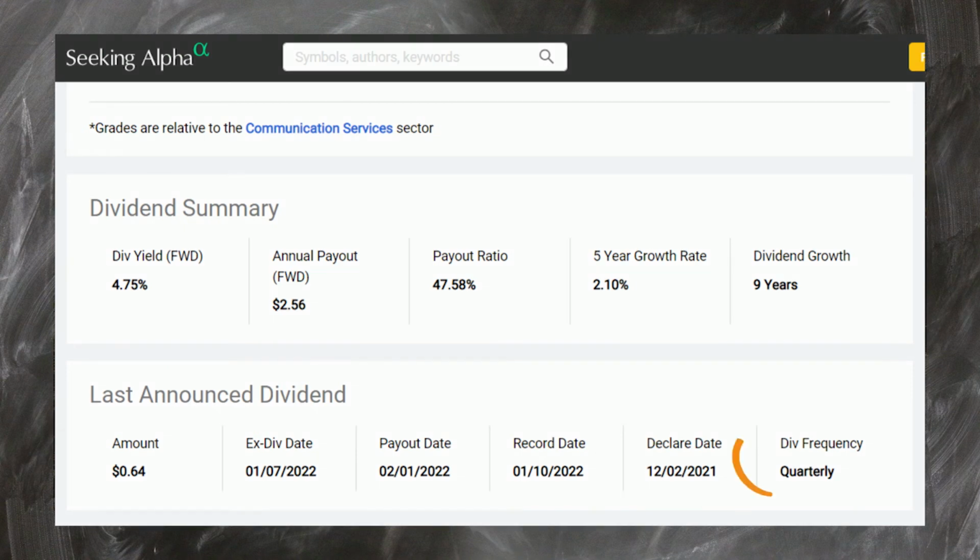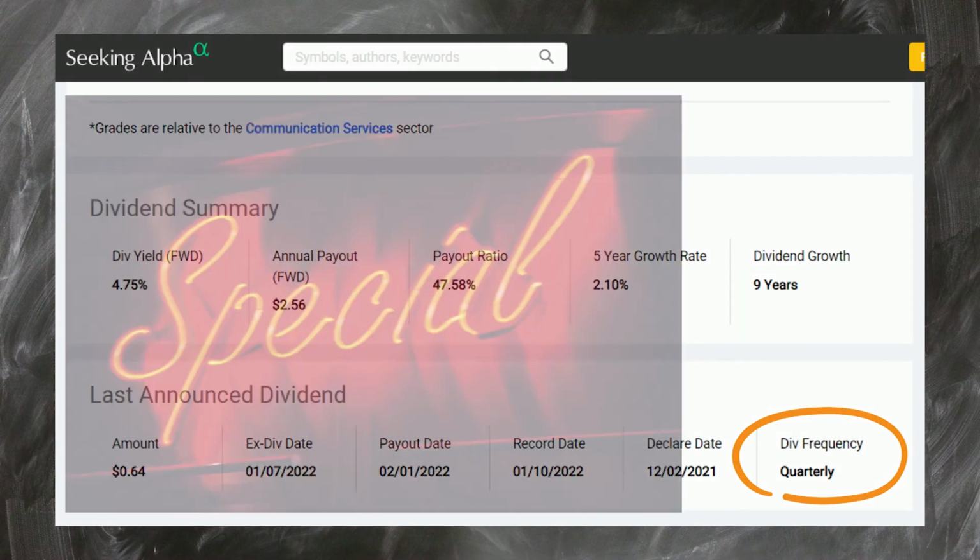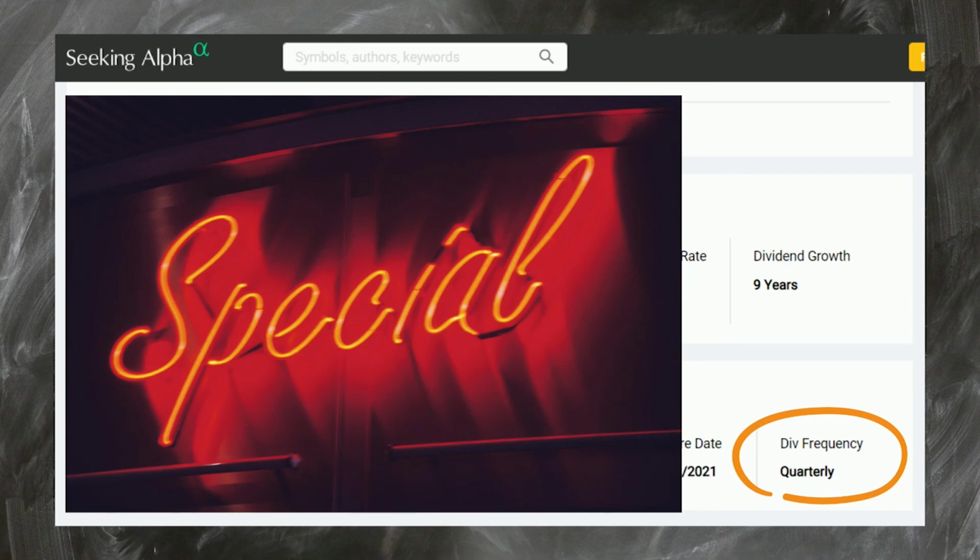And last, we have the dividend frequency. Most dividend stocks and ETFs pay quarterly, but there are some exceptions to the rule. Some pay monthly or twice a year or even annually, and then there are select few that pay special one-time dividends based on company profits.